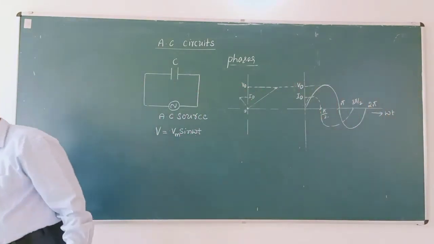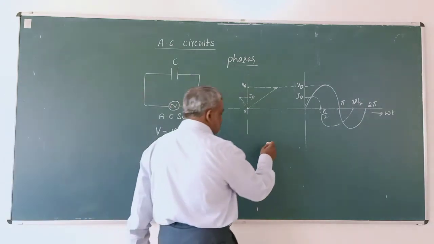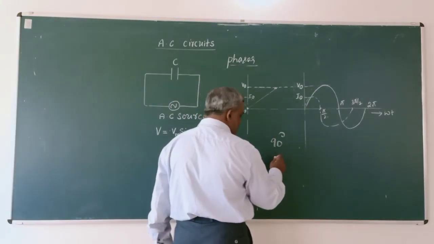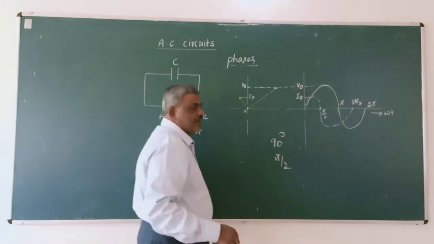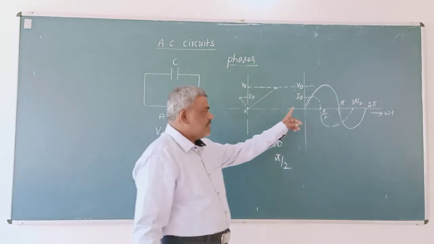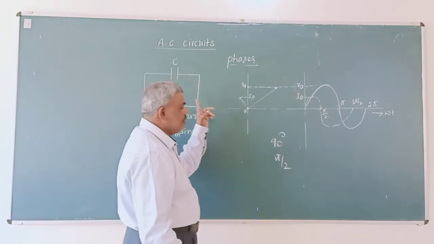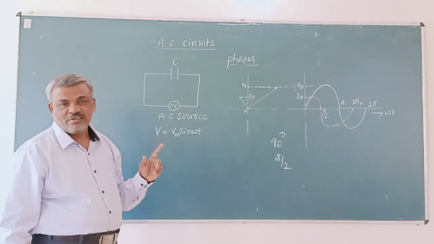This is a 1 mark question. 90 degrees or pi by 2. This is the phase difference between voltage and current in a pure capacitor.